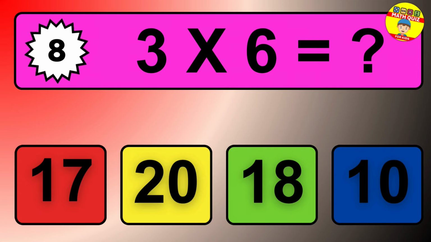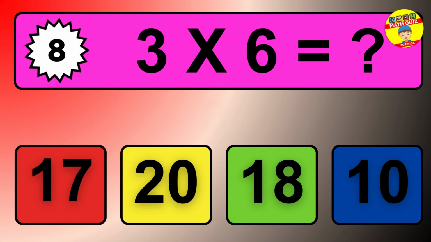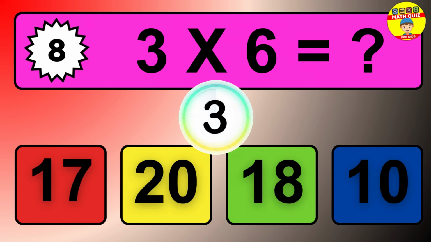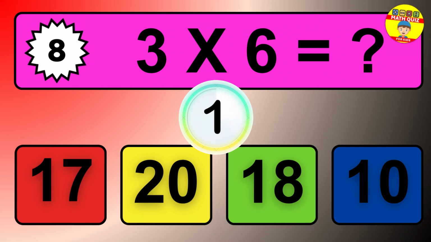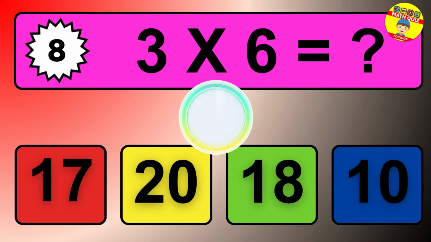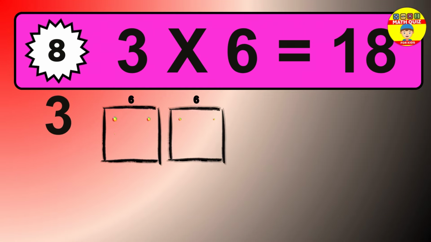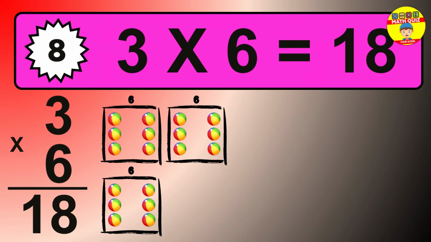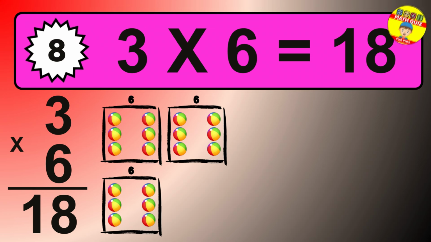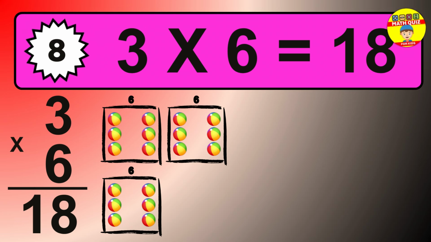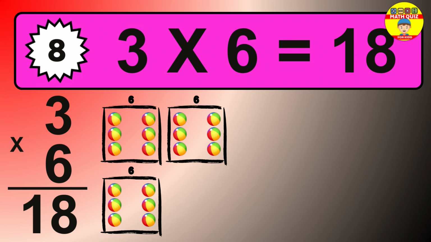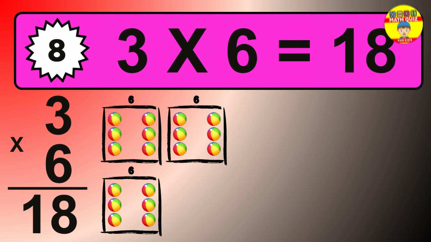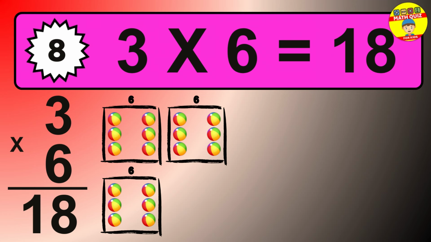Question 8. 3 times 6 equals what? So the answer is 3 times 6 is 18. To calculate, we have three groups with 6 balls each one. So how many balls do we have? 18 balls.